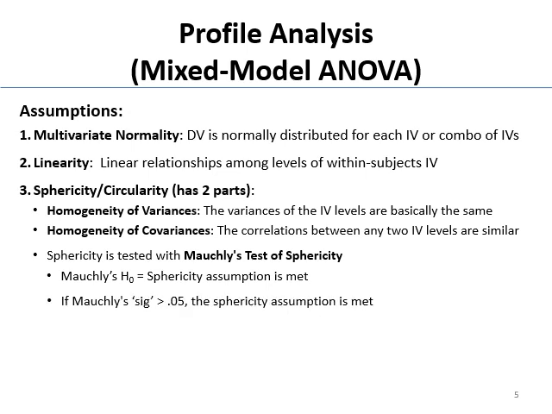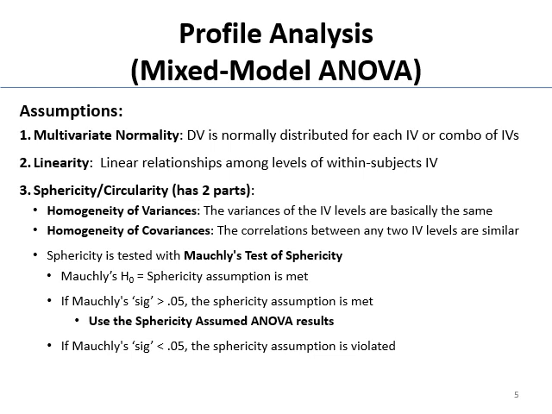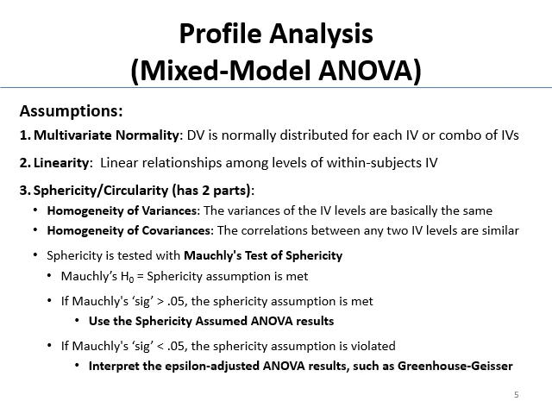But I've got to tell you, most of the time, Mauchly's sig is not greater than 0.05, showing that the assumption is met. If it is, you'd use the sphericity assumed results. Typically, this is what you find: Mauchly's sig is less than 0.05. You violated the assumption. So you don't have homogeneous variances, or maybe you don't have homogeneous covariances. So what do you do? You interpret the epsilon-adjusted ANOVA results, such as Greenhouse-Geisser, which is what we used in the past. So it's not like you're doomed. You just read the Greenhouse-Geisser line of results instead of the sphericity assumed results.